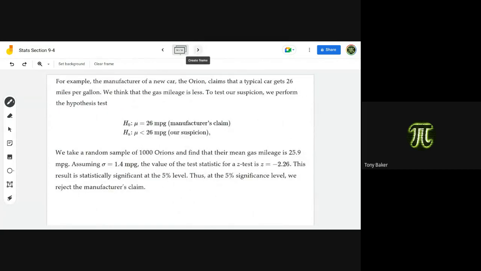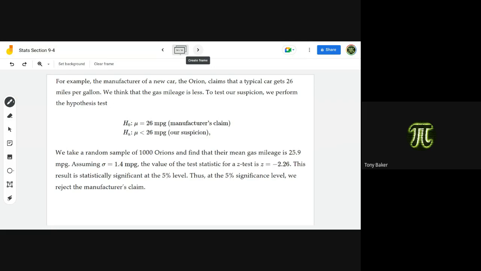All right, let's look into the situation. A new car manufacturer claims that the typical car gets 26 miles per gallon. We think the gas mileage is less. They're always less than what they say they are, because they do it in an ideal situation and not actually going out there and doing it. To test our suspicions, we perform the hypothesis test. So my null hypothesis is that the mean is 26. My alternate hypothesis is that the actual mean is less than 26.